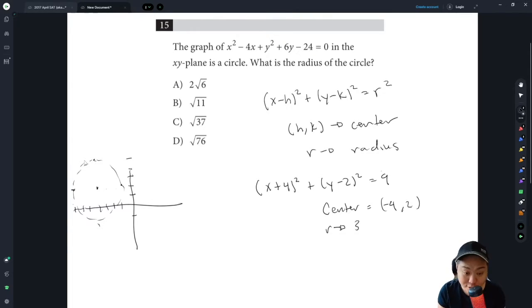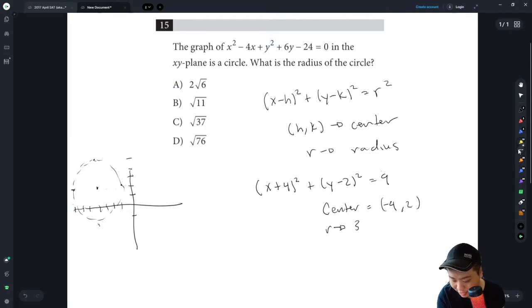Now, let's go to the question itself, now that we have all the background information. The graph of x squared minus 4x plus y squared plus 6y minus 24 is equal to 0 in the xy plane is a circle. What is the radius of the circle?